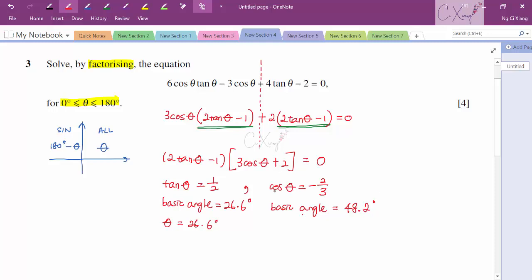And now we are looking for cos negative. So in which quadrant is cos negative? First quadrant cos definitely is positive, therefore I don't want the answer from this quadrant. Now proceed to the second quadrant. In this quadrant, cos is negative, and I want to get the answer from this quadrant. So to get the answer for this quadrant, you take 180 minus the basic angle. So theta will be equals to 131.8 degrees. All right, so in short, we have two answers for theta for this equation, where theta equals 26.6 and also theta equals 131.8 degrees.